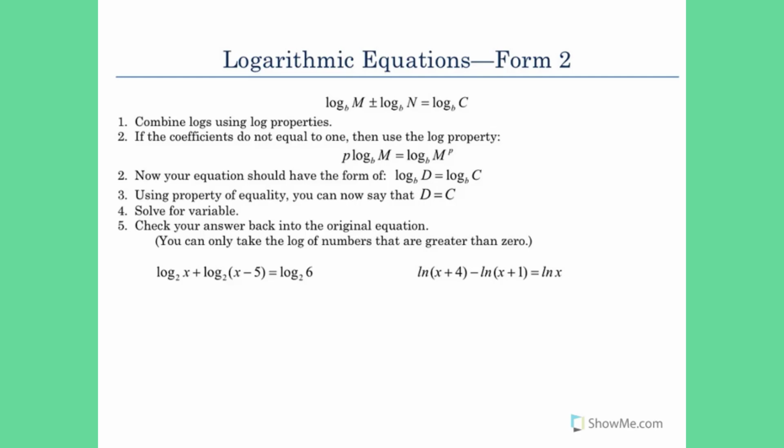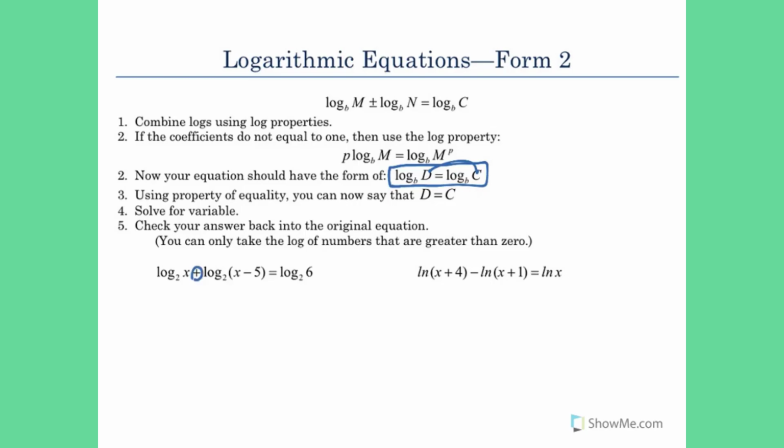Now we're going to look at what I call Form 2, where there's logs everywhere. I think this is actually easier, but you cannot get them confused on the test. So we're going to, again, combine the logs using our log properties, and if we have coefficients, we have to make them exponents. So now we have a log equals a log, which means by the property of equality, you can say those two things are equal. We solve for a variable, and again, we check. So a little bit easier. So let's just dive right in.